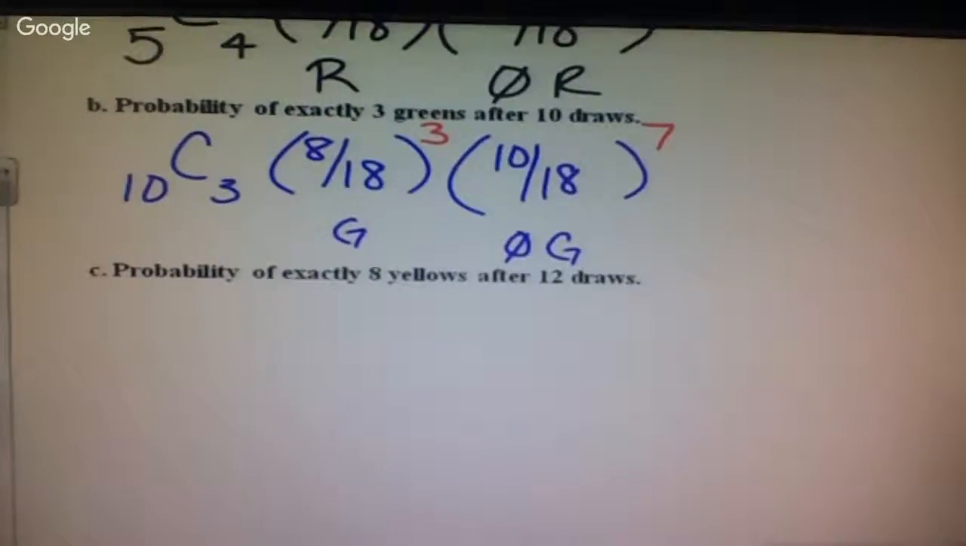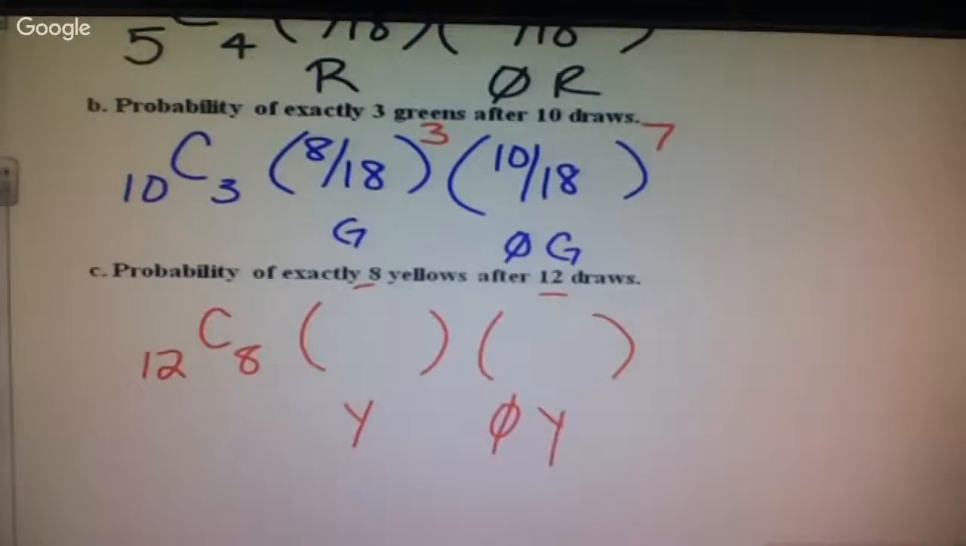Okay. I'm going to do this last one with you, and then I want you to try 7, 8, and 9 on your own, and then I'll put it up. So this last one, 8 yellows out of 12 draws. It would be 12C8. I got a total of 12, and I want 8 of them. Remember, when I do combinations, my bigger number should always be on the left, and my smaller number should always be on the right. So in the first set of parentheses, I want a yellow, and in the second set, I want not a yellow.